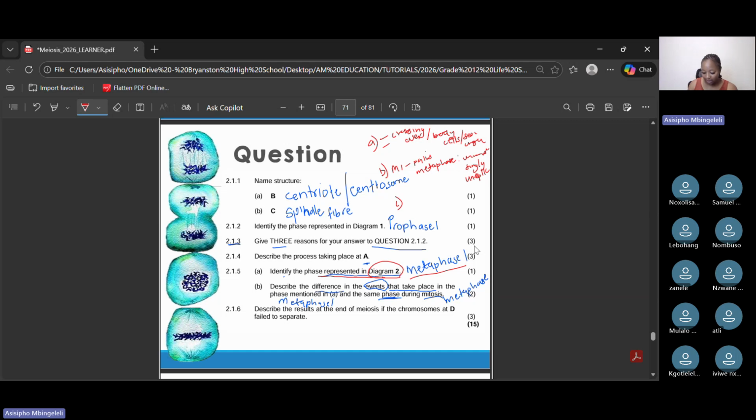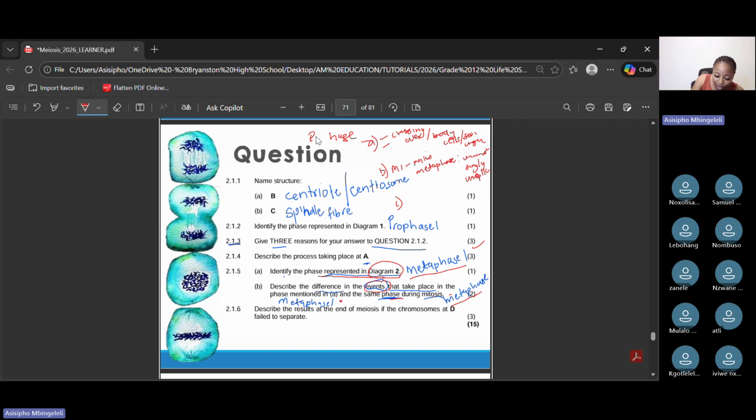They don't leave it at that. They then ask you, describe the events. I want us to focus on the word events. Describe the difference in the events that take place where and where. They are looking at 2 things. The phase that you've mentioned, which is metaphase 1 of meiosis, and the same phase in mitosis, which is metaphase. So our answer about crossing over would be incorrect because crossing over takes place in prophase. Now we are asked about metaphase.